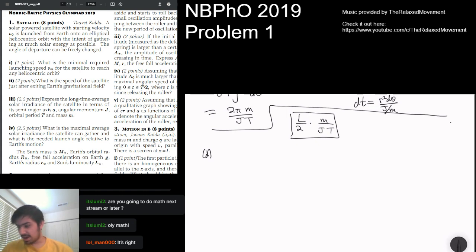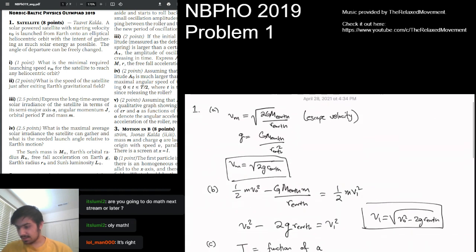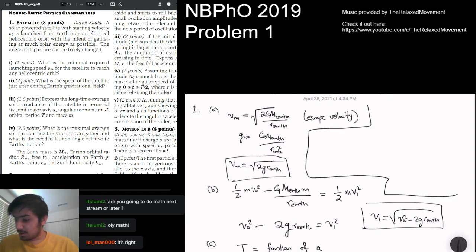Wait, I'm going to try something. I'm not really sure if this makes sense, but let's go back to part A. This is the escape velocity part, very simple: the minimal speed required to reach any heliocentric orbit. But here v0 is assumed to be with respect to the Earth. You launch with speed v0 with respect to the Earth. Can we think about part A again this way? This is the Earth, but say the Earth already has some velocity v2 going this way. Then I launch with v0 with respect to the Earth, so I'm actually launching with speed v2 plus v0. That's my launch speed instantaneously.